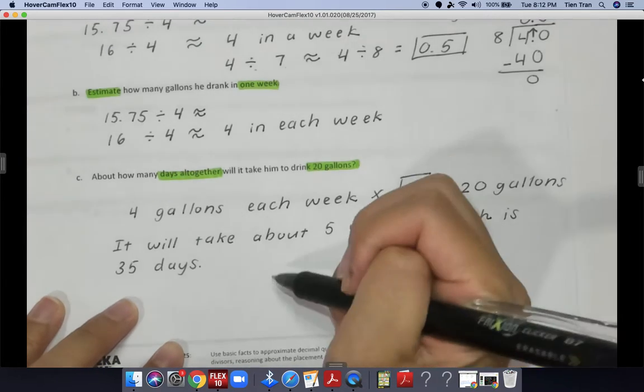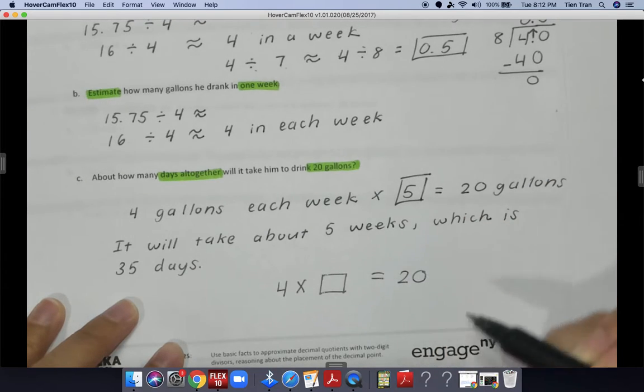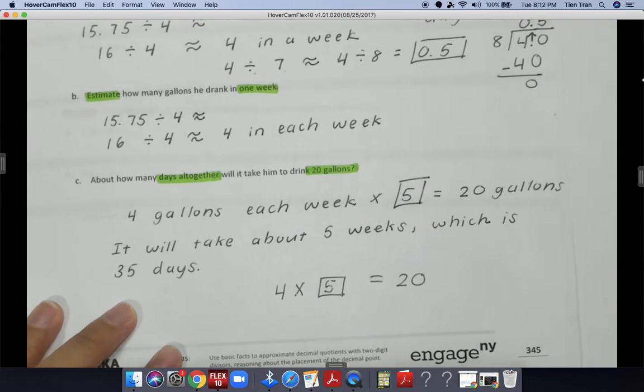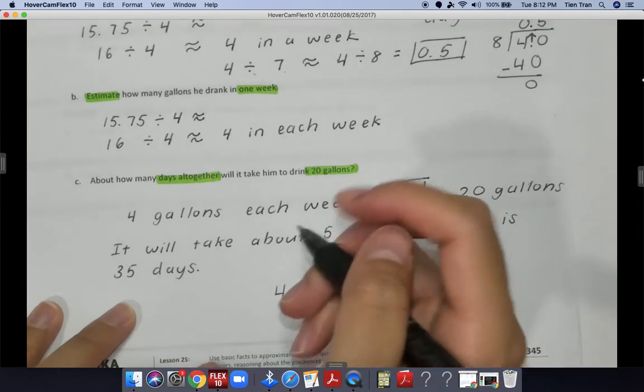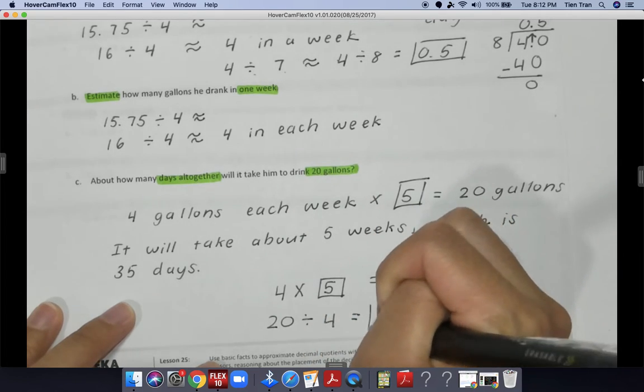Now, if you want to see the equation, it is 4 times a number is equal to 20. And we know that 4 times 5 is equal to 20. And that's where my 5 comes from. You can also divide 20 divided by 4 to also get your 5.